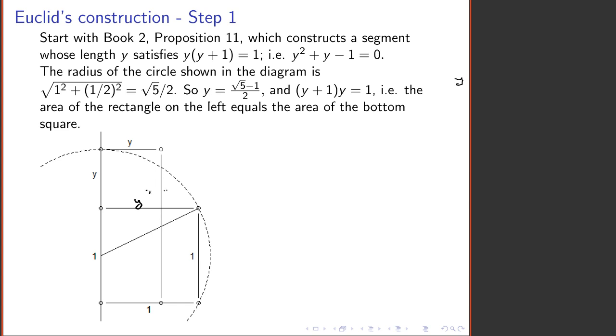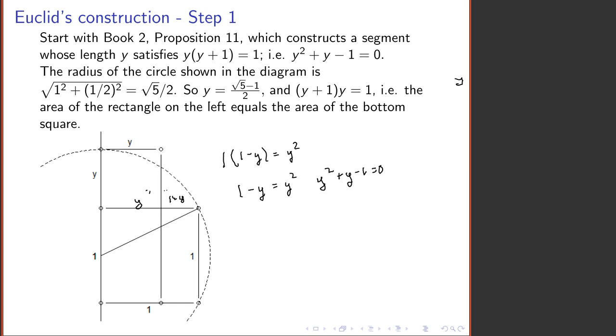Euclid divides this horizontal line into two pieces, which are y and 1 minus y. And what he says is that the whole, which is 1, times the shorter part, which is 1 minus y, is equal to the square on the larger part, or 1 minus y equals y squared, or if you prefer, y squared plus y minus 1 equals 0.